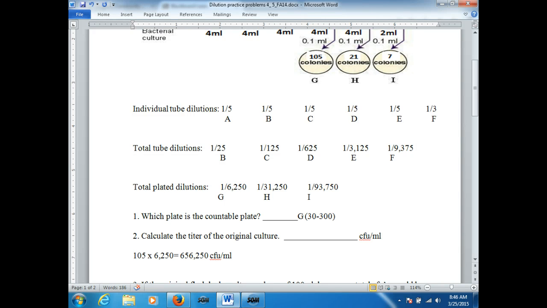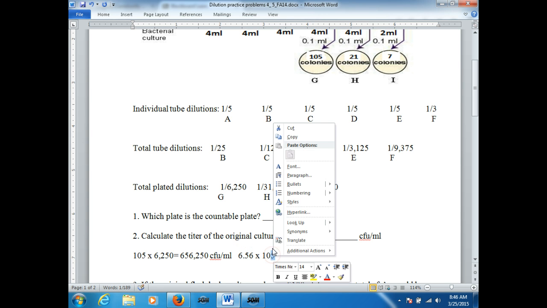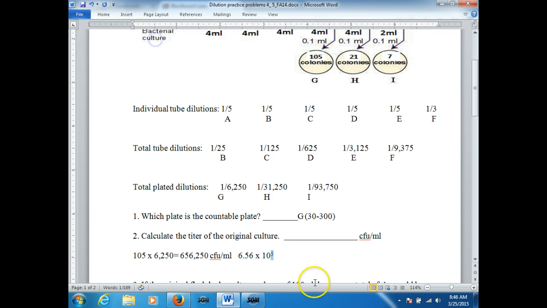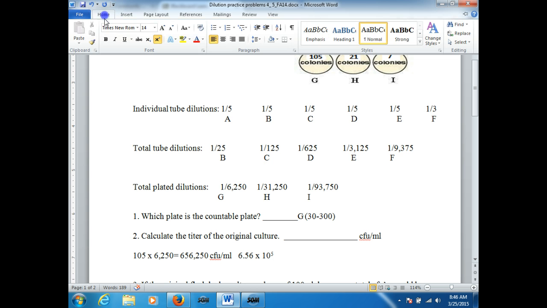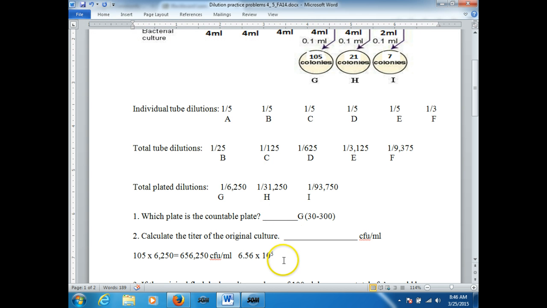So we would write this in scientific notation. So that would be 6.56 times 10 to the 5th, right? Count back from the decimal point. So you want it on the test? Yes, we have to do scientific notation. And then always have your units, CFU per milliliter. Should probably have a space there.